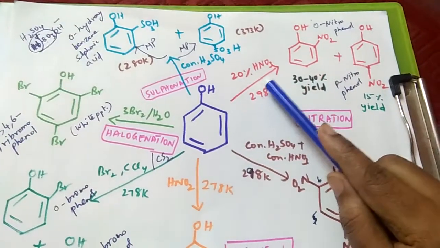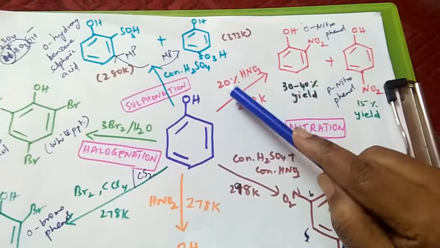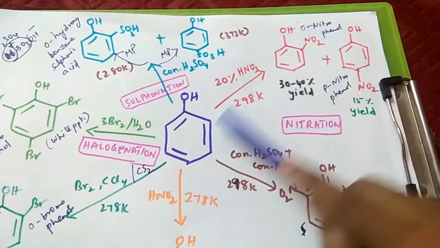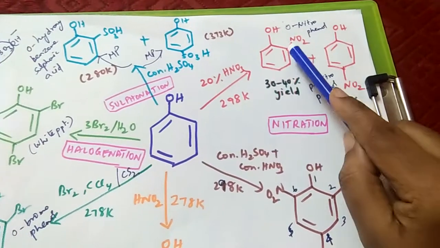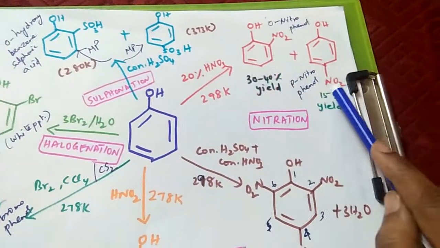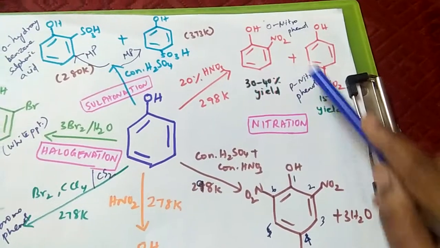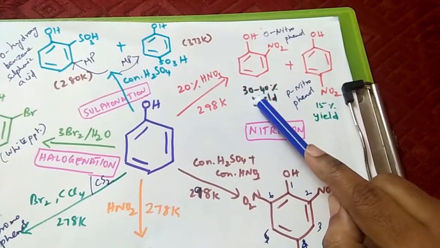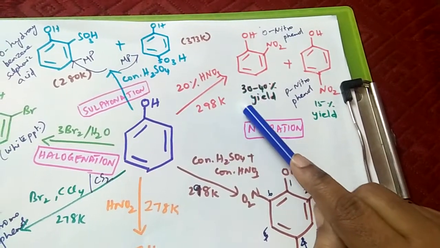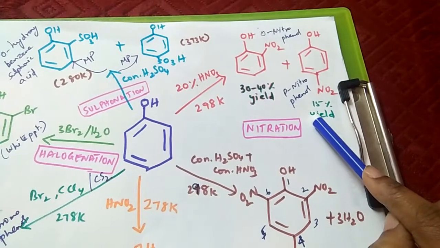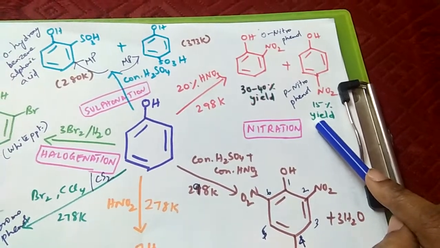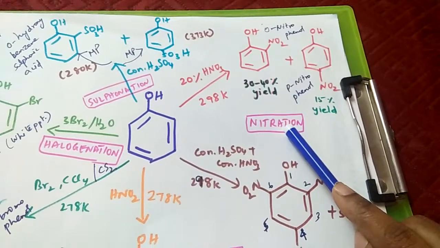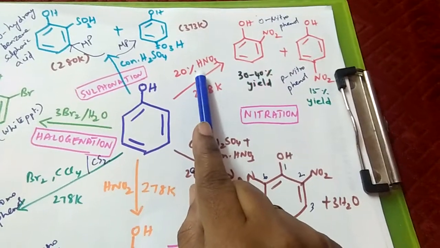Let us consider this as the first reaction. In the presence of 20% nitric acid at 298 Kelvin, phenol forms two derivatives: an ortho-nitro derivative and a para-nitro derivative, ortho-nitrophenol and para-nitrophenol. Ortho-nitrophenol is a 30 to 40% yield, and para-nitrophenol is a 15% yield. This is an example of a nitration reaction which takes place in the presence of dilute nitric acid.